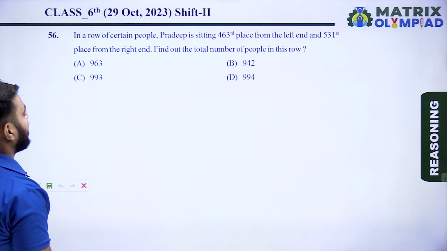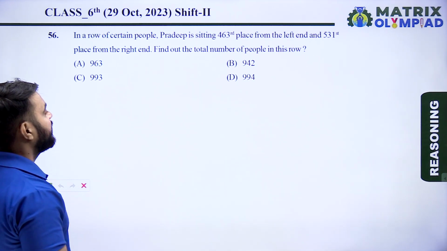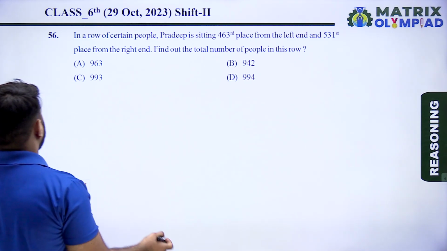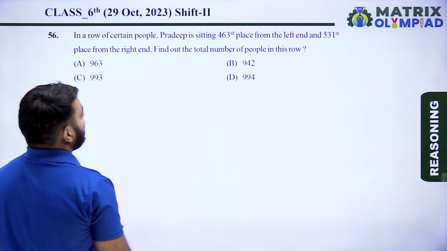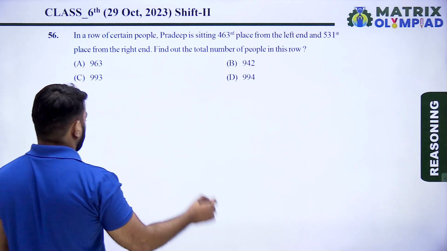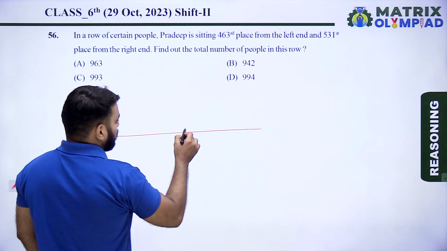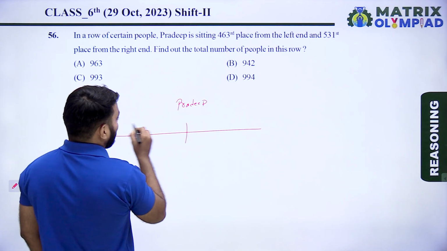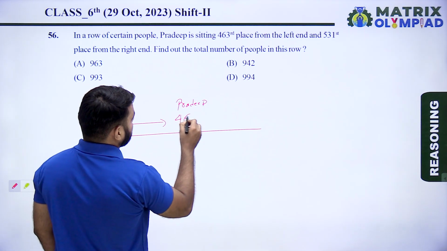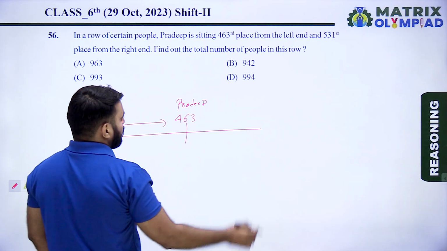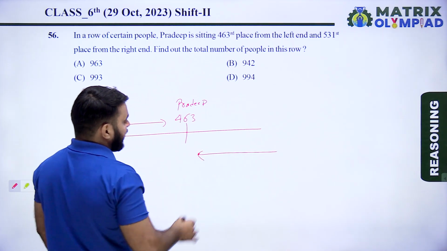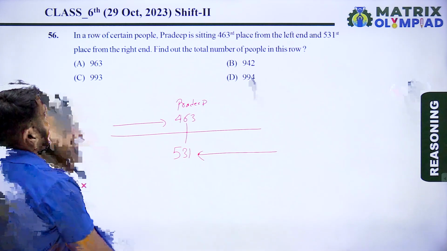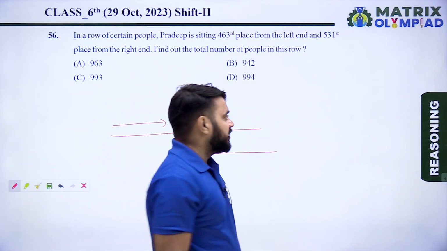Now question number 56. In a row of 13 people, Pradeep is sitting 463rd place from the left and 531st place from the right. Find out the total number of people in this row. So in a row, the position of Pradeep from the left end is 463, and the position of Pradeep from the right end is 531st.